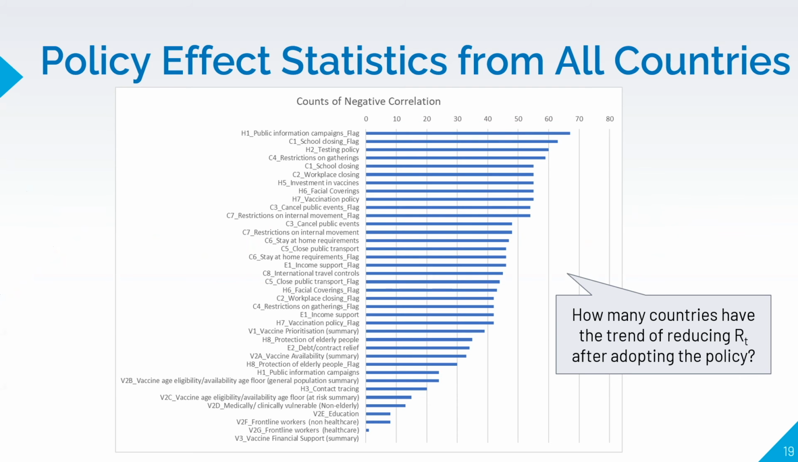For each policy, we count how many countries benefit from adoption. The highly adopted policies among countries include public information campaigns, school closing, testing policy, and restriction on gatherings.